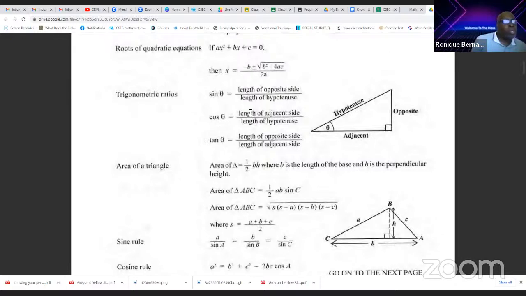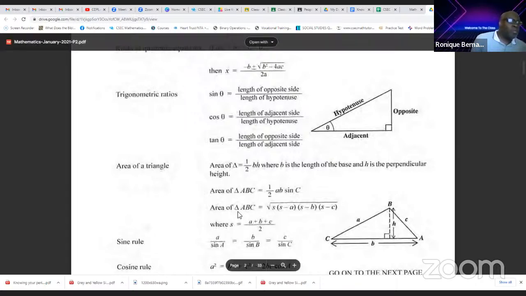Good. Now, if you notice, you are given 3 trig ratios. And as a matter of fact, there are 6 of them. But these 3 are what you are required to know how to use for the exams. Now, when you use the sine ratio, let me draw a triangle and show you.